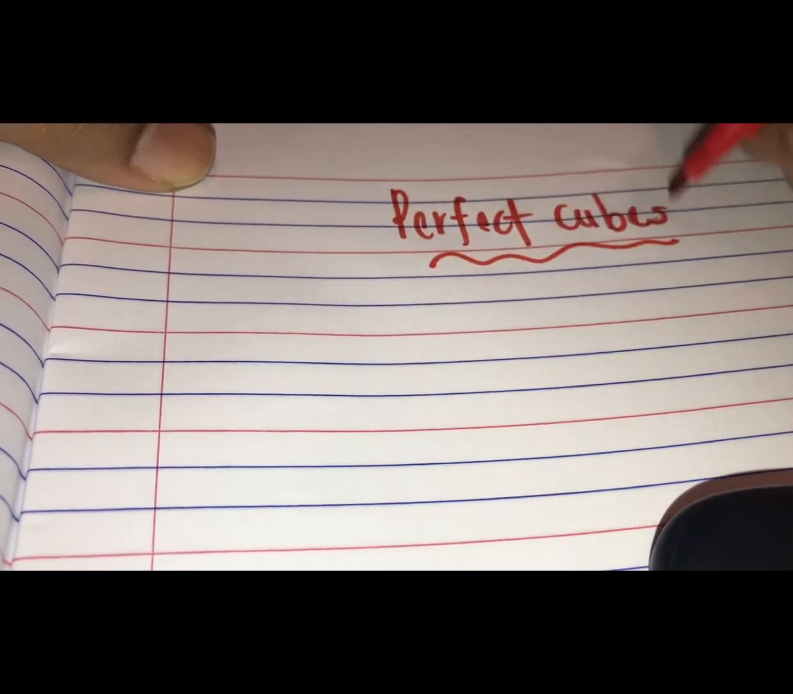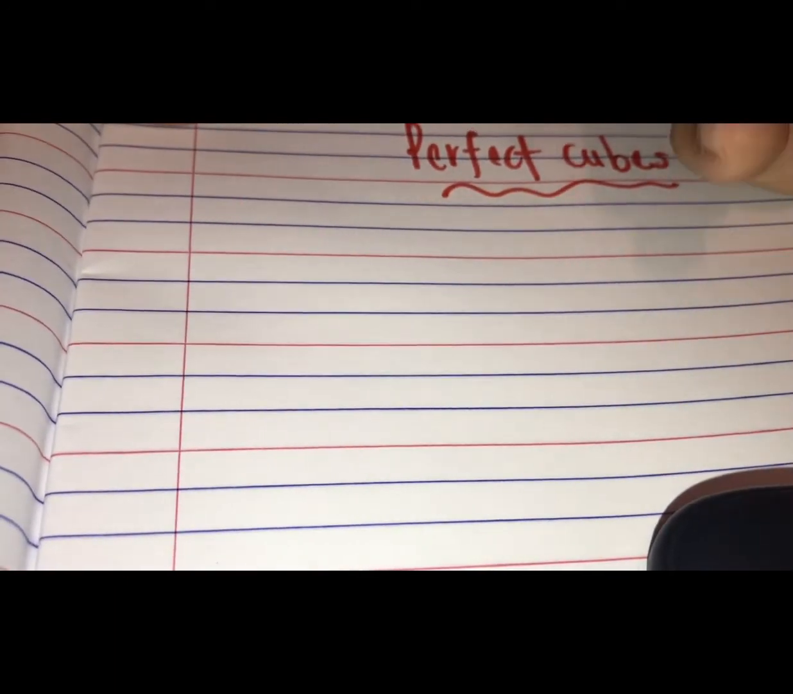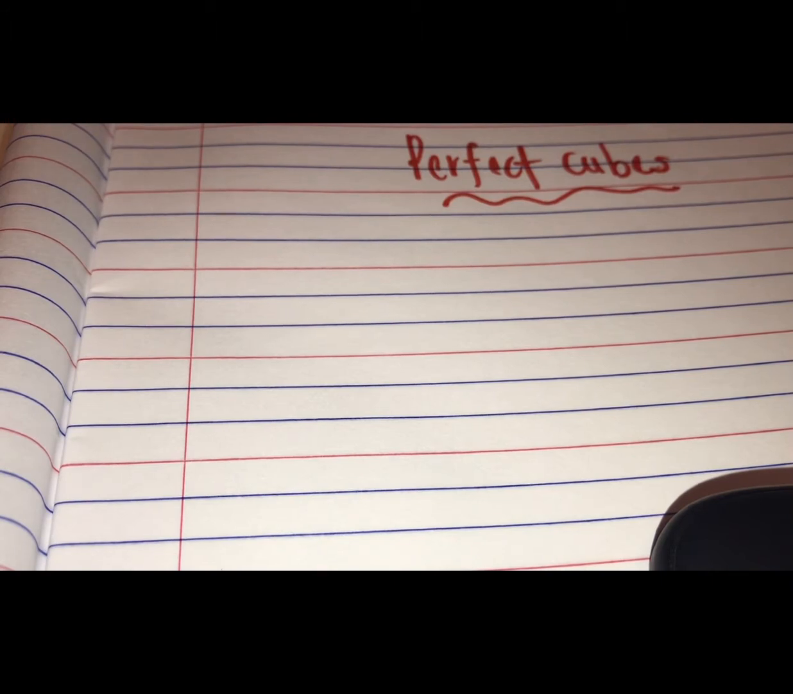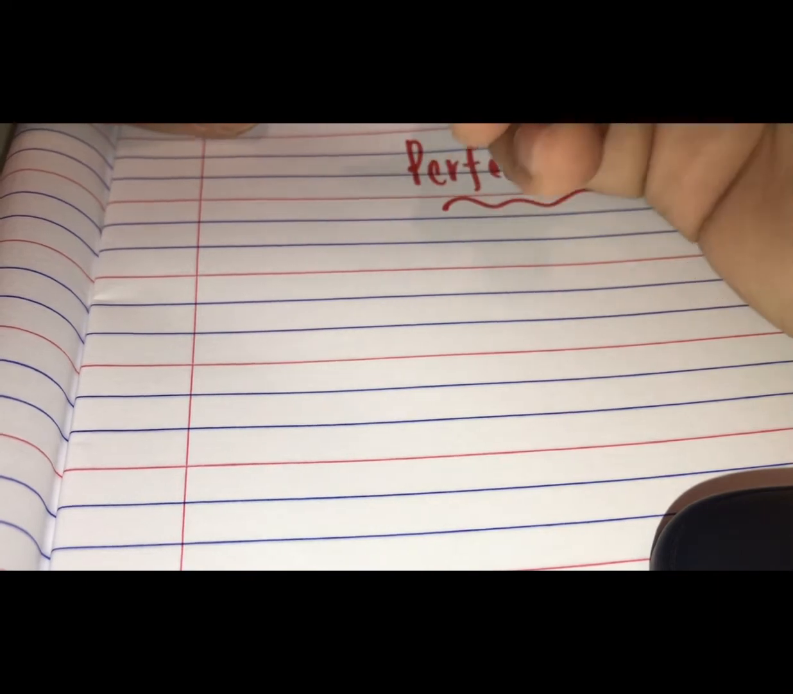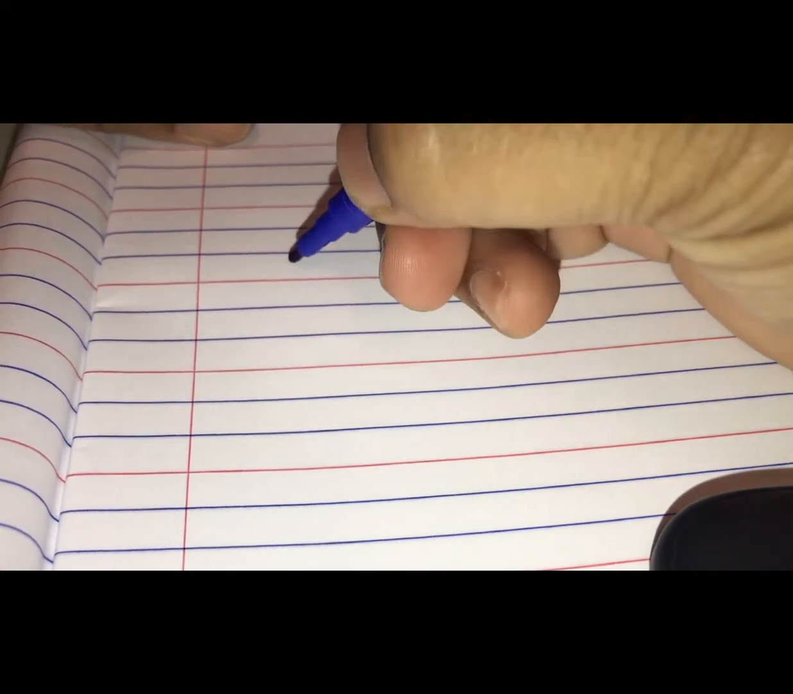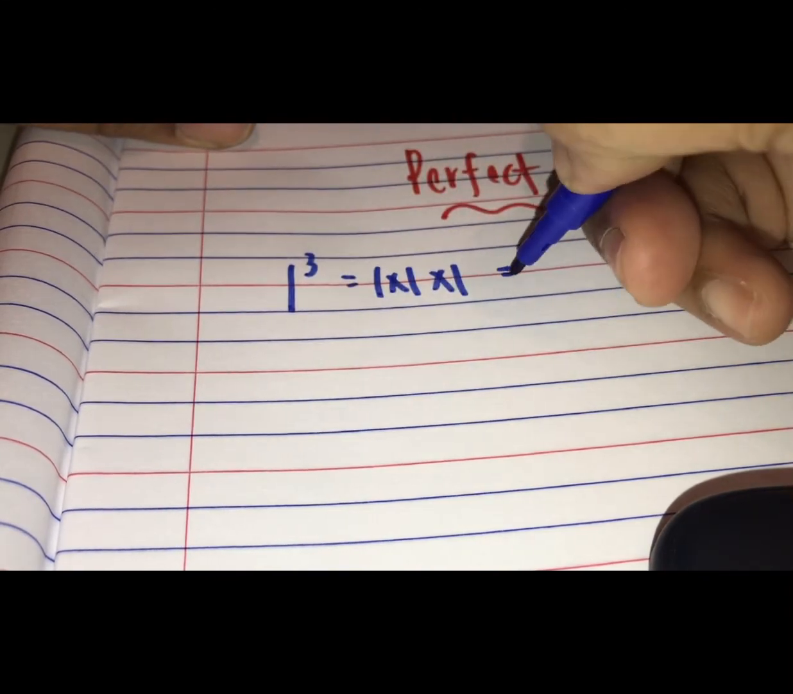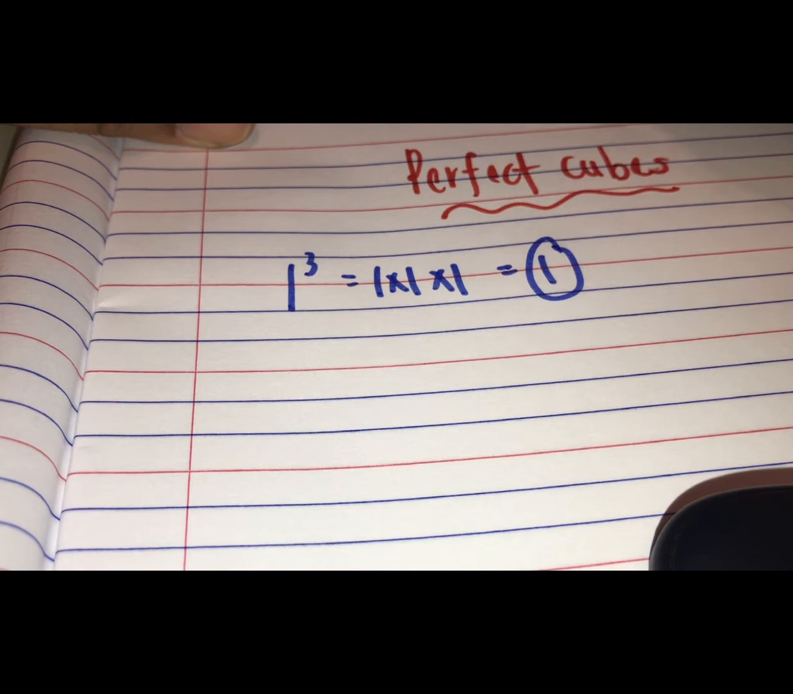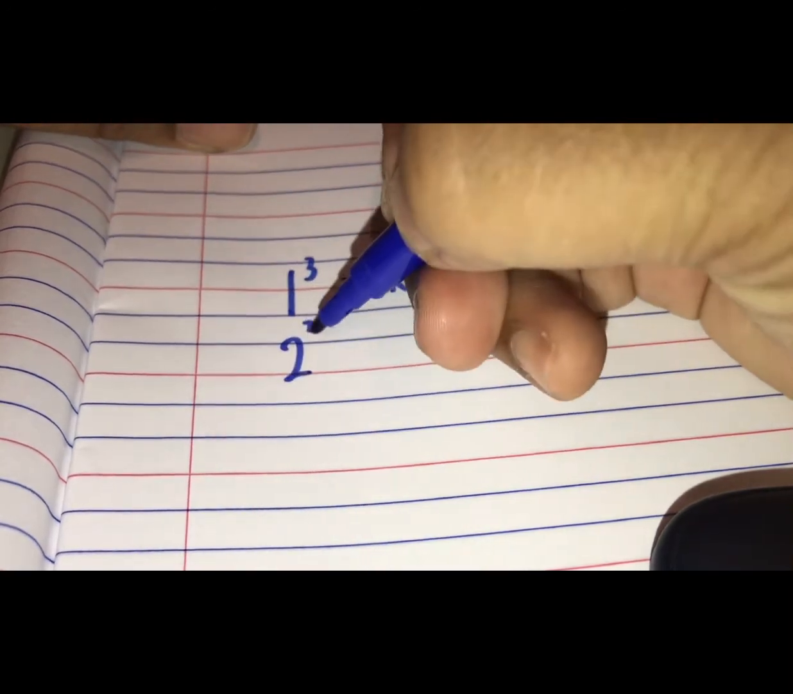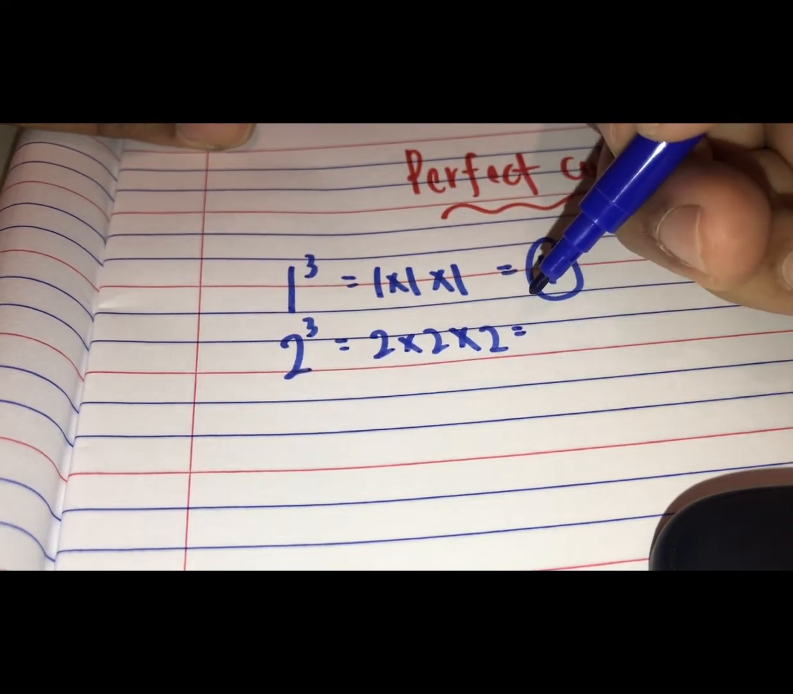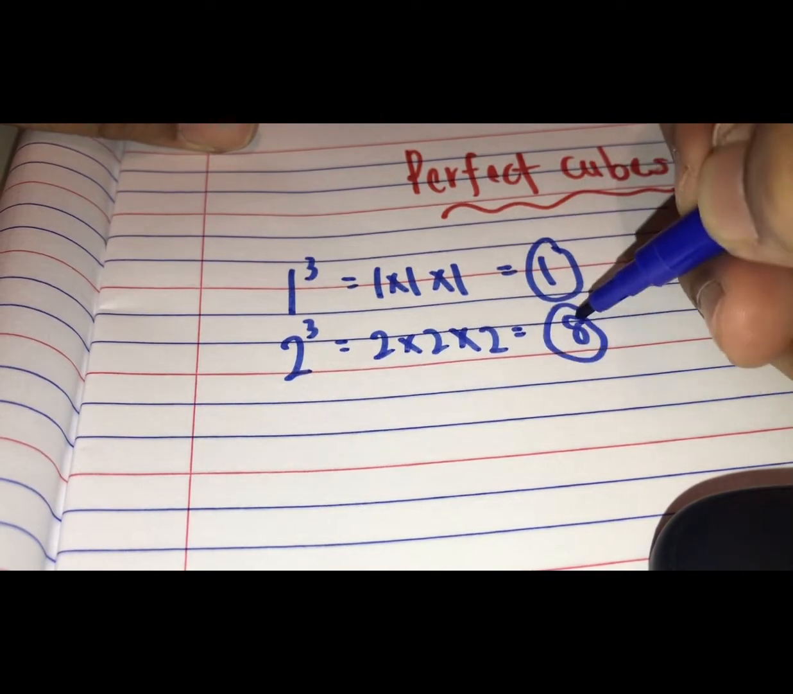You can memorize the perfect cubes from 1 cube until 10 cube. Cube means start with 1. 1 is a perfect cube and also a perfect square. So 1 cube equals 1 times 1 times 1, you get 1. So this one is a perfect cube. Then 2 cube equals 2 times 2 times 2. 2 times 2 is 4, 4 times 2 is 8. So this one we call a perfect cube.